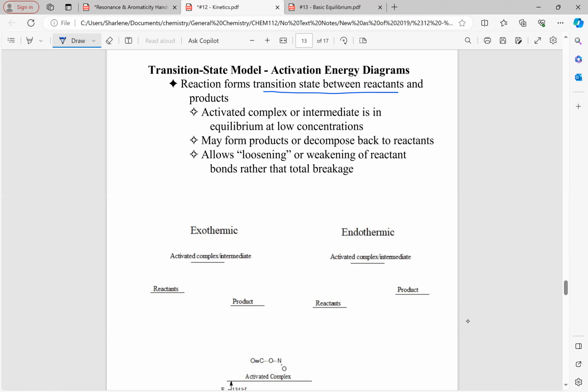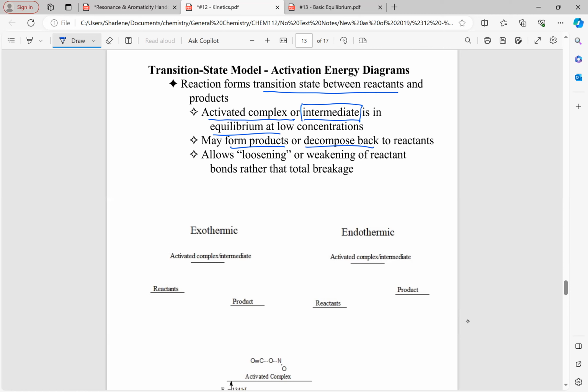All right, it's an activated complex. If you can isolate it, it's usually an intermediate, but I'm going to use those terms kind of interchangeably. In organic chemistry, it's very important to talk about. Can you isolate it or not? For us, it's just some kind of intermediate. It is in equilibrium at low concentrations. It may choose to go on and form products, or it may decompose back to the reactants.